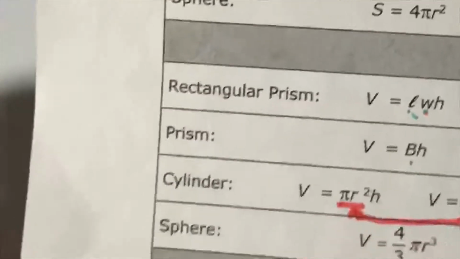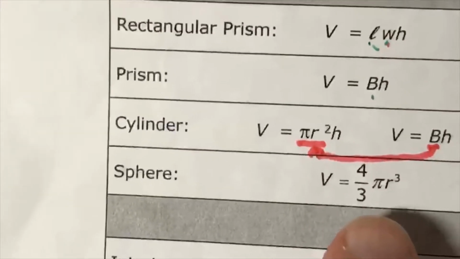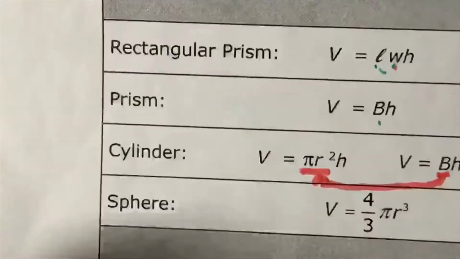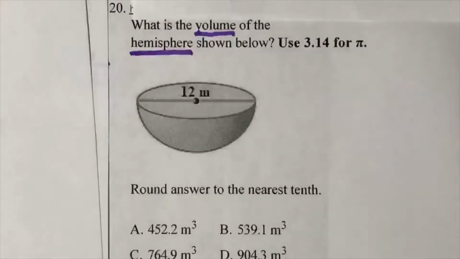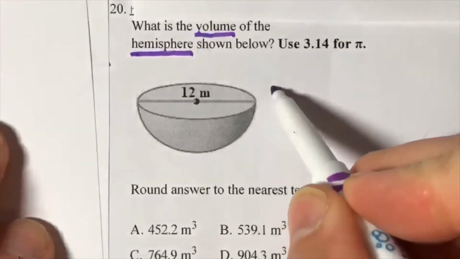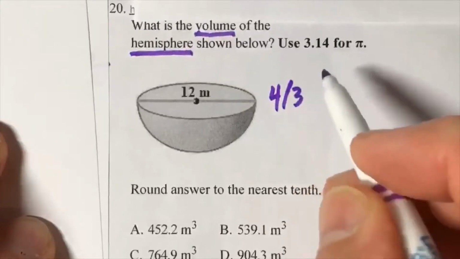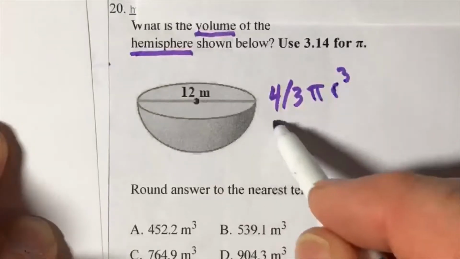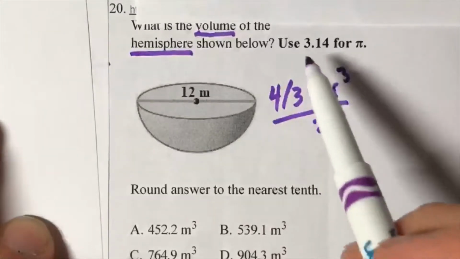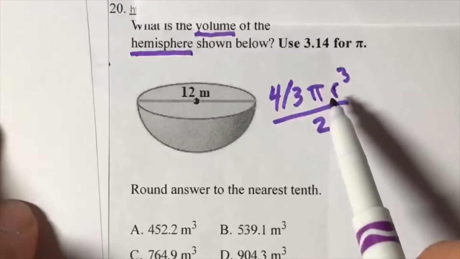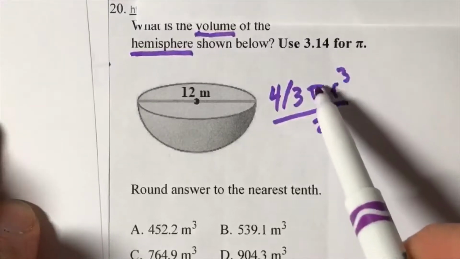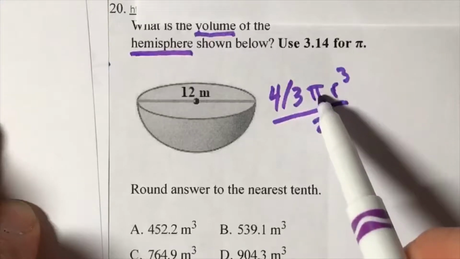So your volume of the sphere is 4/3 pi r to the third, and then divide by 2. All right, so I'm going to go ahead and write down 4/3 pi r to the third, and all of this divided by 2. And then I have to start replacing the variables and remember something about pi.